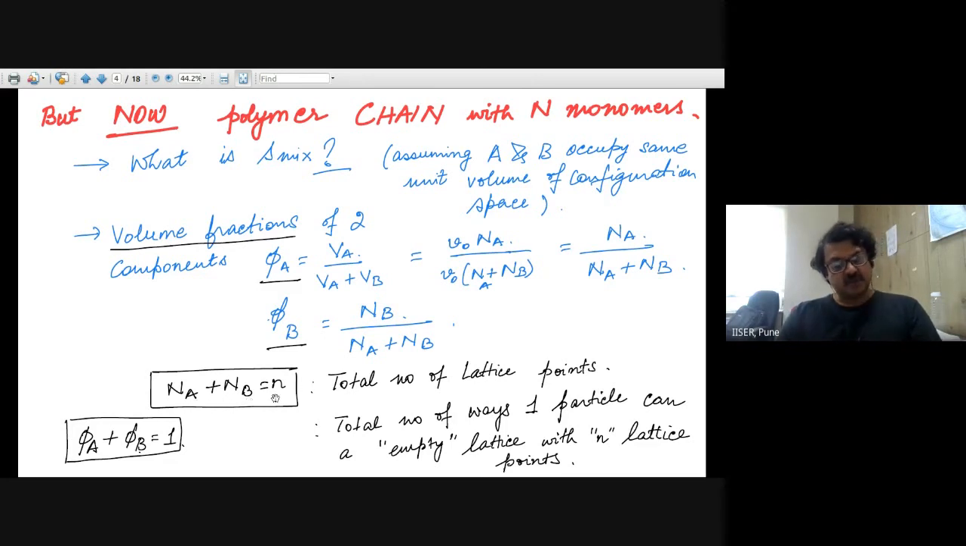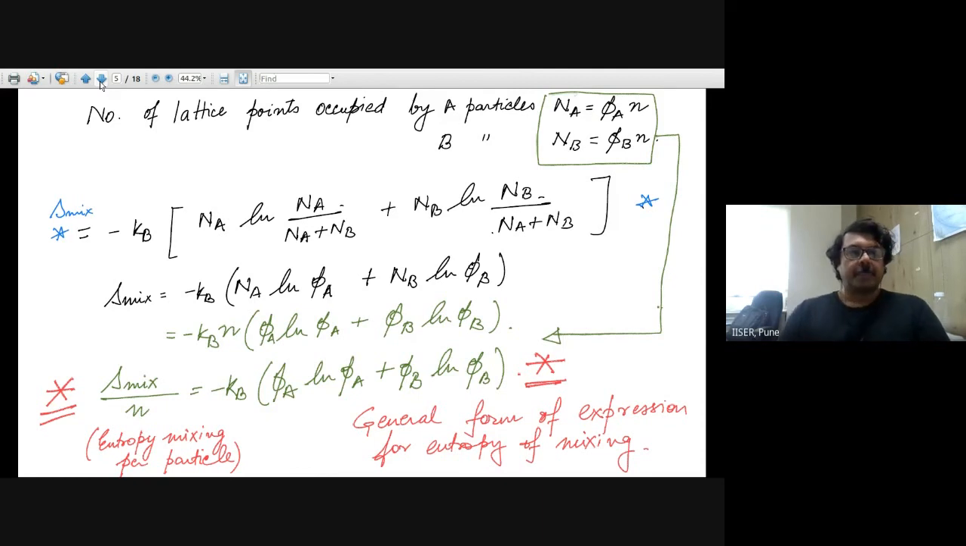Na plus Nb is the total number of lattice points, the total number of particles, if you like. And phi A plus phi B is equal to 1, the total volume fraction, of course. I mean, the sum of the two volume fractions has to be 1, right? Now, the total number of lattice points occupied by A particles is written as Na, and that is equal to the volume fraction times the total number of lattice points, right? And similarly, Nb can be written as the volume fraction of B times the total number of lattice points, because the small n is Na plus Nb, right?